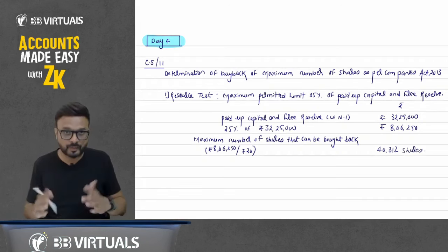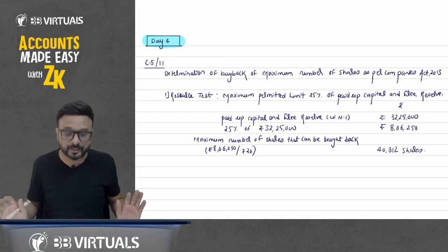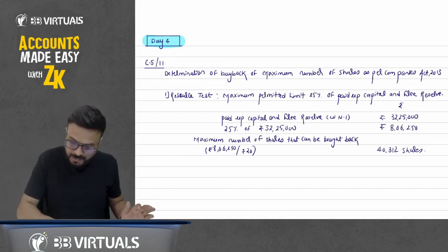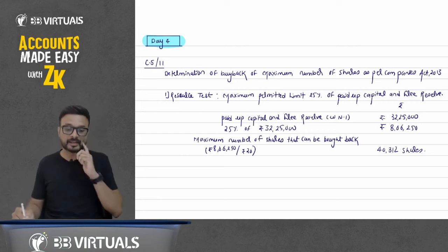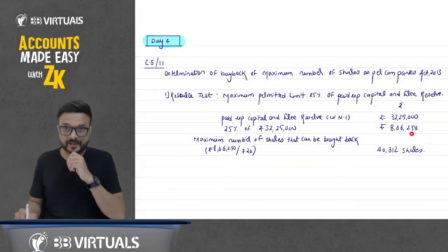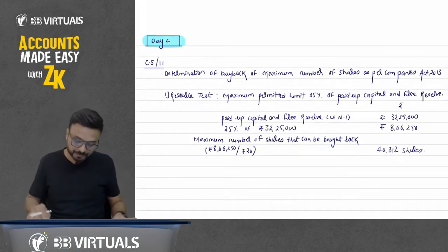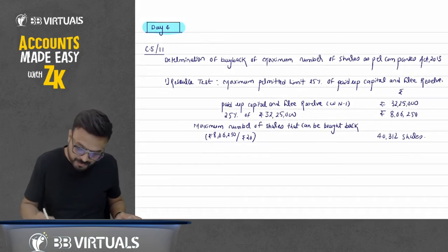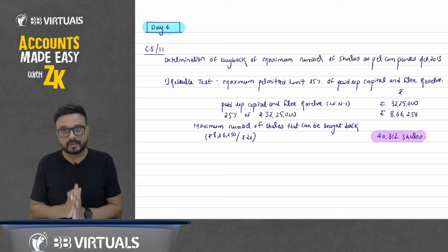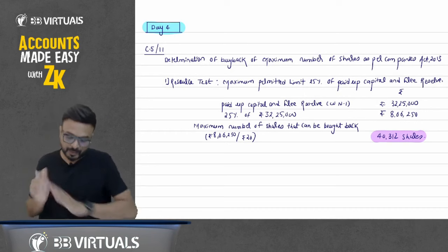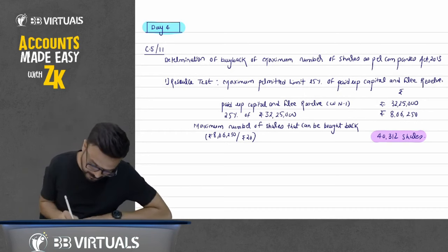If you say 0.5, we round it off to 313. So 40,313 multiplied by 20, if you do, that comes to 8,06,260. That is more than the amount which is permitted. So don't round it off to 313. Take it as 312 only. Okay. Now, as per first condition, how much maximum shares can we buy back? 40,312.